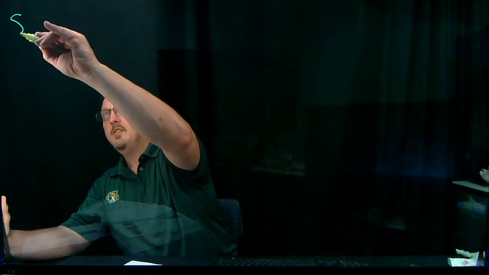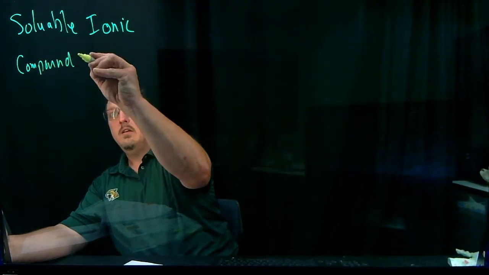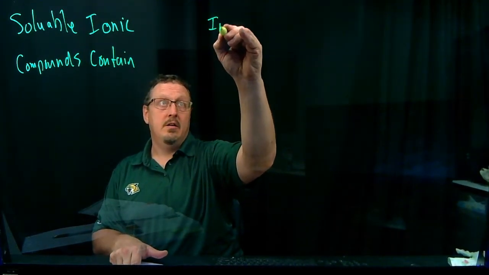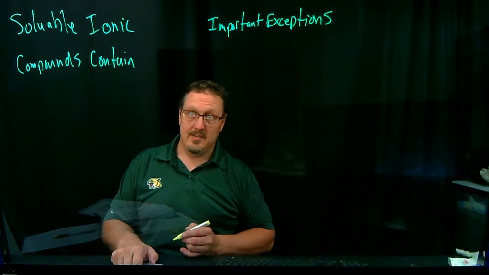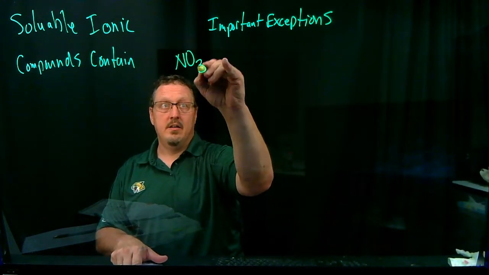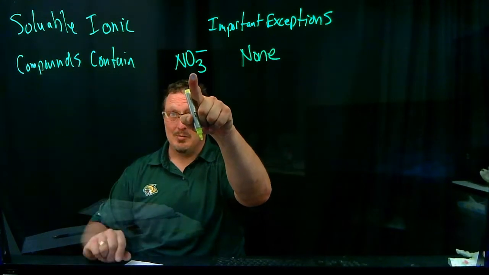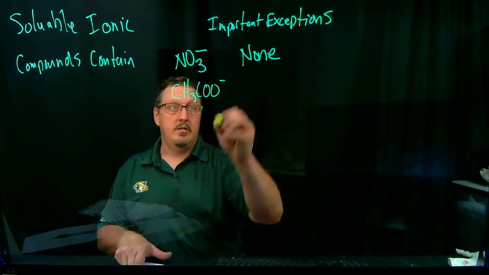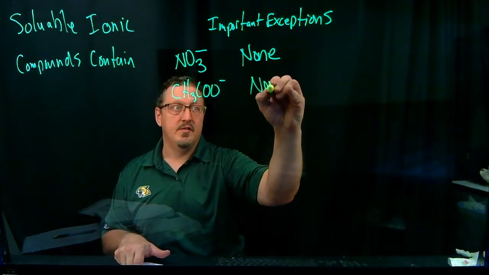So we have soluble ionic compounds. These are going to be compounds that will contain, and there will be some important exceptions, all right? And you guys remember that too from using solubility rules in the past, okay? So if it contains nitrate ion, NO3 with a -1 charge, there are no exceptions. Okay, if it's got a nitrate ion in it, it's soluble. There's nothing you need to worry about with that case. Okay, if it has the acetate ion, CH3COO with a -1 charge, that's acetic acid minus an H+, there are no exceptions. That will always be aqueous.